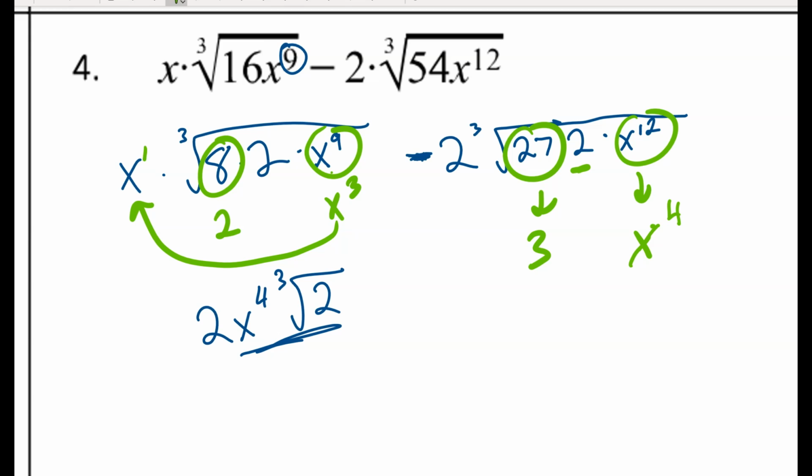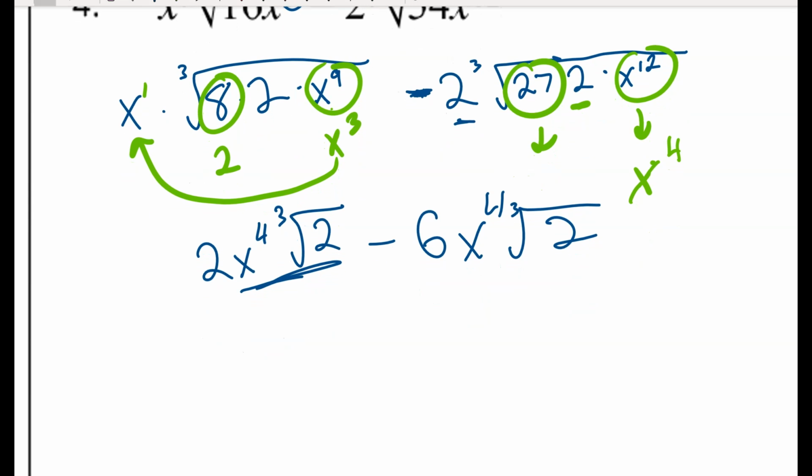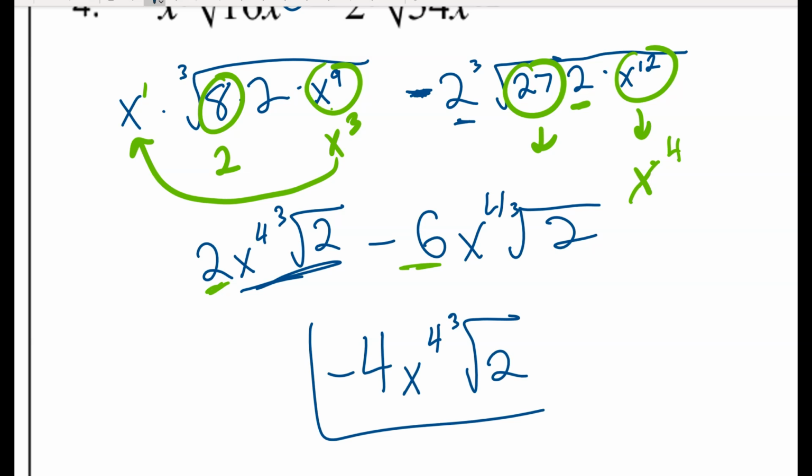So again, I can just pull these on the outside and multiply them with that 2 that I already have. So 3 times 2 is 6, and I have an x to the 4th. And the only thing I have left inside the cube root is that 2. So it works out here again that I have the same thing under the radical and the same variable, x to the fourth, so I can just combine those coefficients. 2 minus 6 becomes negative 4 times x to the fourth times the cube root of 2.